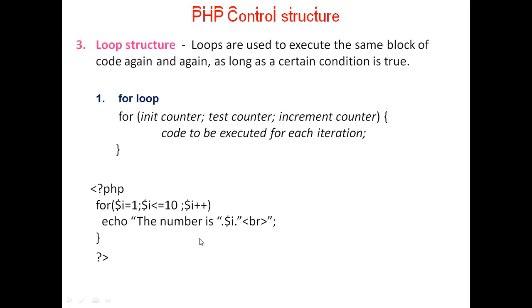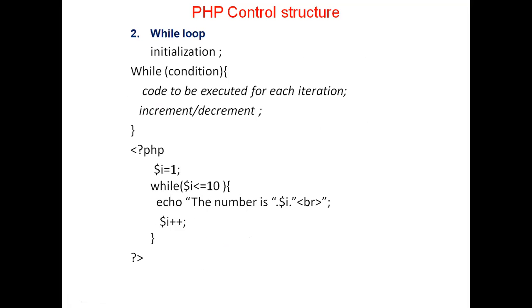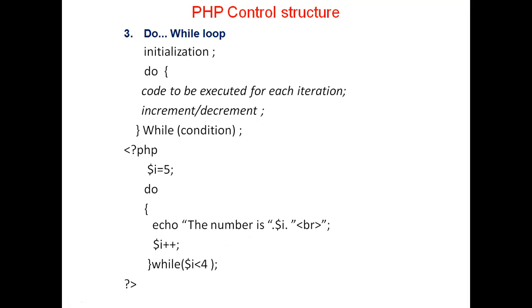So the for and the while loop are treated as pre-tested, because they check the condition first, and then only it executes whatever statement you have given in the loop. The do while is post-tested, meaning the condition is checked afterwards. So it executes at least once.